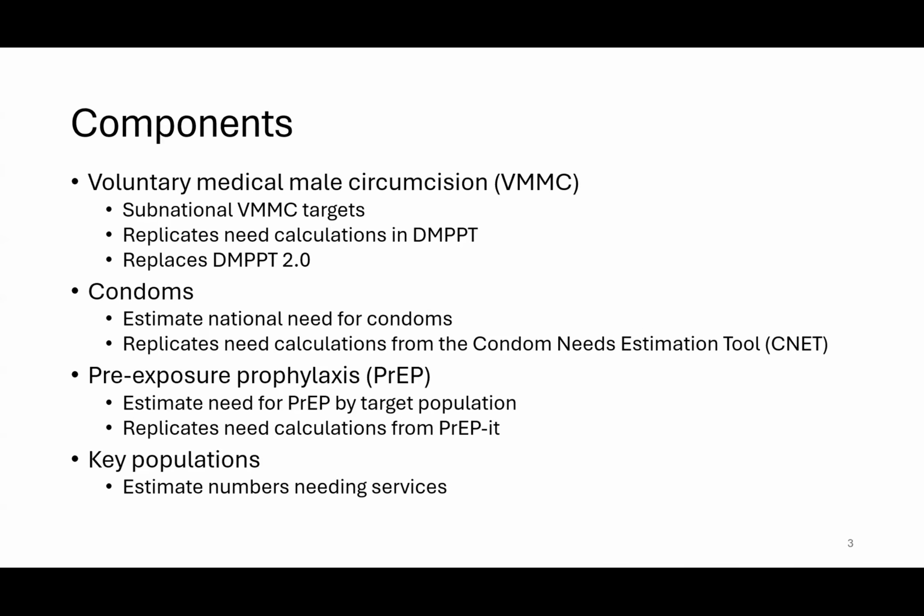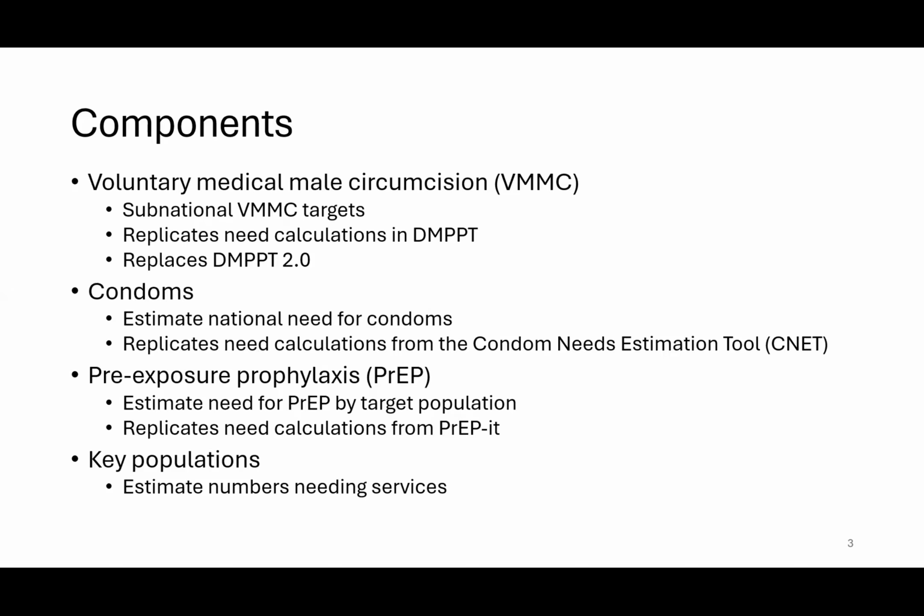There are 4 components in the new tool called Prevention Needs Tool. The first is on voluntary medical male circumcision, which is only used in sub-Saharan Africa. But the other 3 tools are condoms, pre-exposure prophylaxis, and key populations. The condom tool is designed to estimate the needs for condom procurement and distribution. It's a fairly simple tool, so it's not designed to replace the condom needs estimation tool called CNET, which is an Excel-based tool that is more detailed and includes sections on supply and source of supply. But it is designed to give you a quick start to look at what the need for condoms would be in order to achieve your targets.